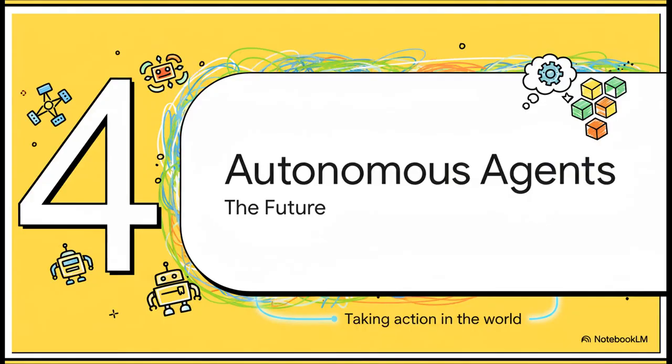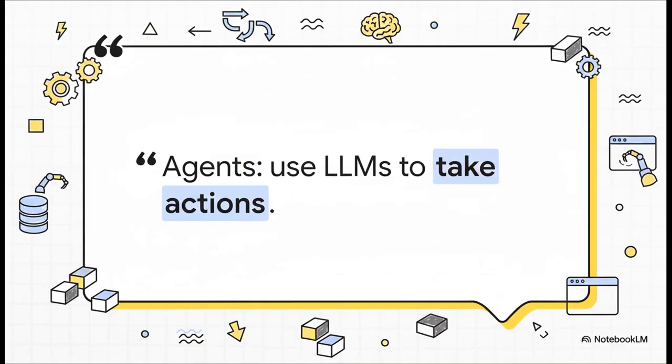All right, so RAG is incredible for answering questions, but what if we could go even further? What if an LLM could do more than just talk? What if it could act? This is where we get into the future, autonomous agents. Yup, agents. The big idea here is to use LLMs to actually take actions. You give the language model a set of tools, and you let it figure out for itself which tool to use and when to get a job done.